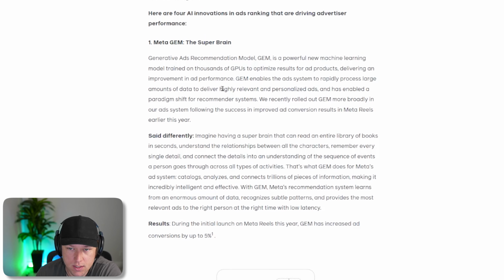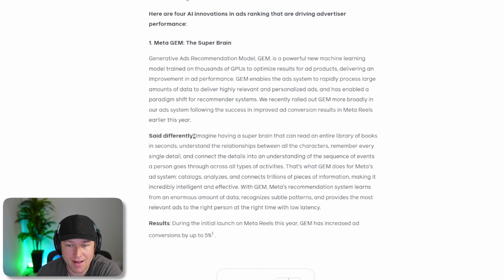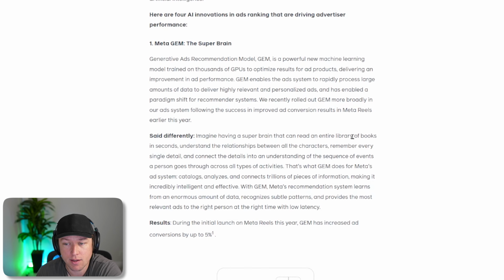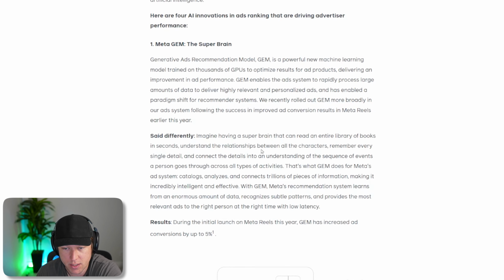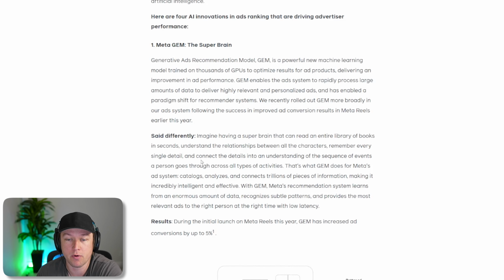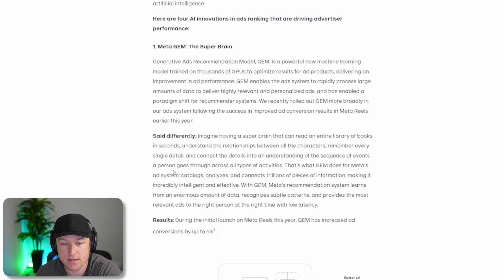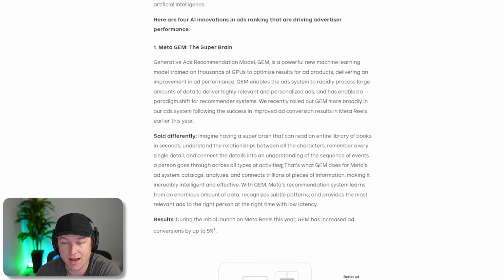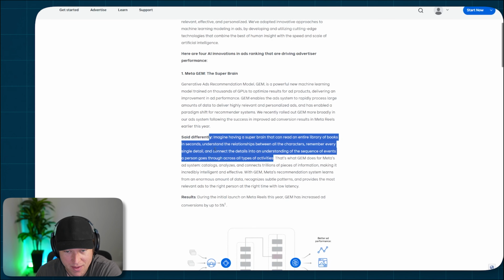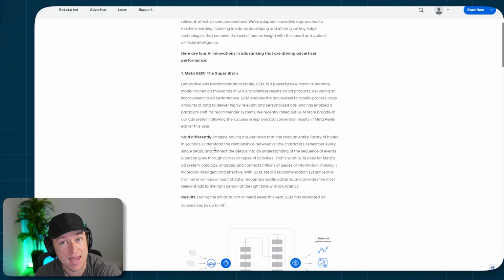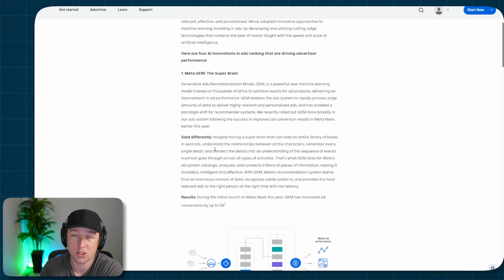It even talks about GPUs in here, but anyway, said differently, imagine having a super brain that can read an entire library of books in seconds, understand the relationship between all the characters, remember every single detail, and connect the details into an understanding of the sequence of events a person goes through across all types of activities. So I'm going to stop there and say that this is insane. And this is something that I think a lot of people don't understand: AI doesn't have to be something like ChatGPT or Grok or any of these other platforms. It could be just used in systems like an algorithm per se.